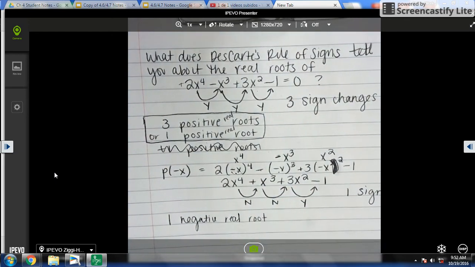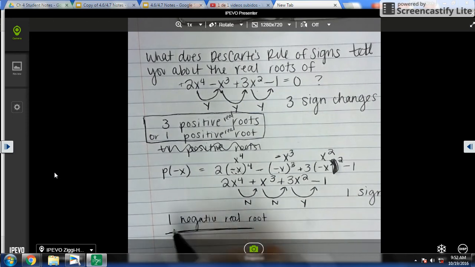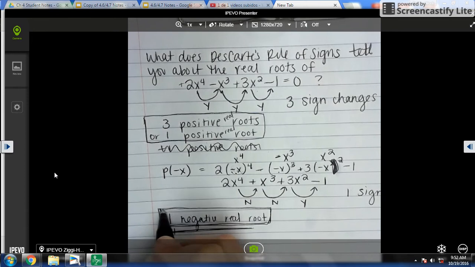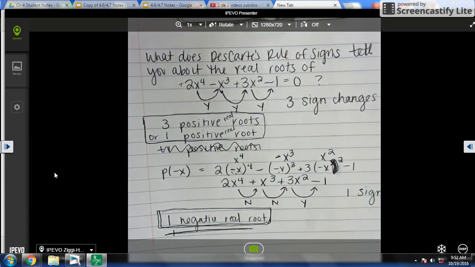Or we could subtract that by a factor of 2, which would give us negative 1 negative real roots, which does not work. So in this case, we just have 1 possibility. It must have 1 negative real root.